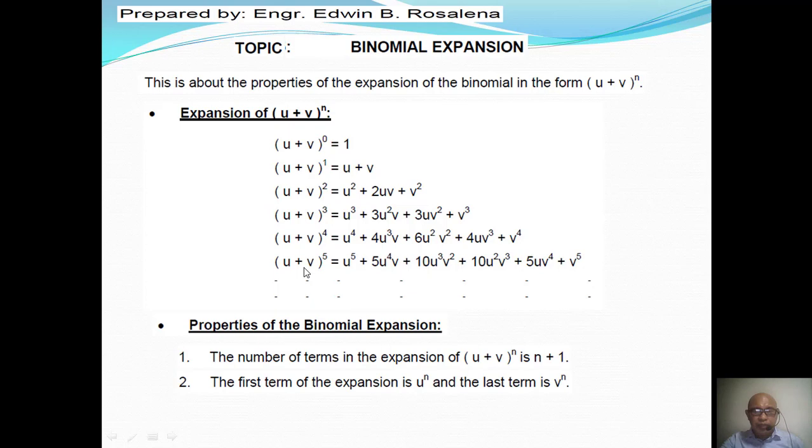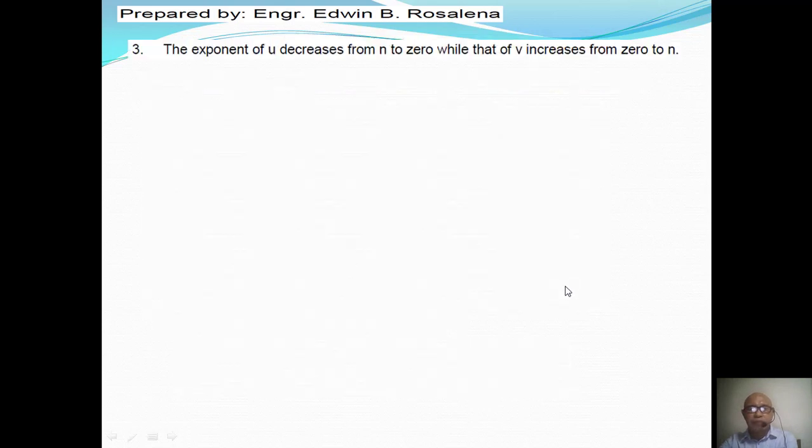While that of v increases from 0 to n. So, here, there is no v yet, so that is power 0. Here, v to the power 1. Here, v to the power 2. V to the power 3. Power 4. And then power 5. Okay. So, again, as we go through each term in the expansion, the exponent of u decreases from n to 0, while that of v increases from 0 to n.